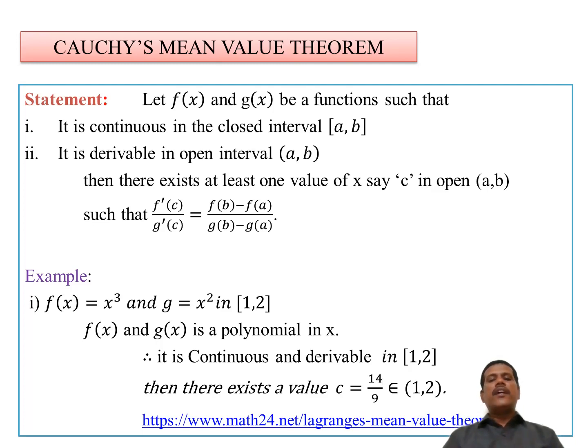Then there exists a value c equals 14 by 9. It belongs to 1 comma 2. The c value is approximately 1.55, so it lies in the open interval 1 comma 2. Hence, Cauchy's mean value theorem is verified.